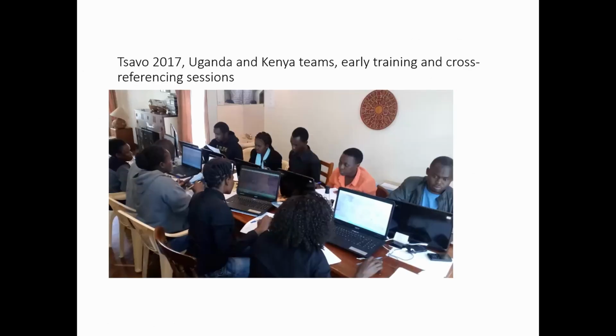And then this was early training of image interpretation. This was actually for Savo between Kenya and Uganda teams, of how to interpret the images, how to enter these data into a database for analysis using the standard Jolly 2 method.